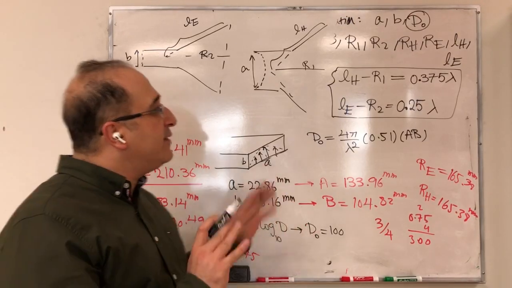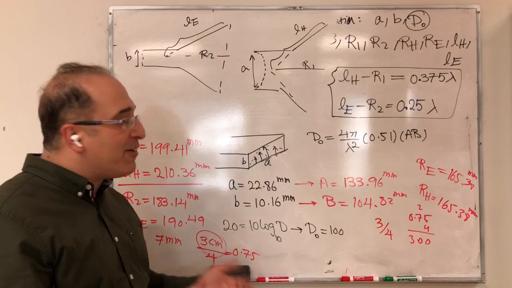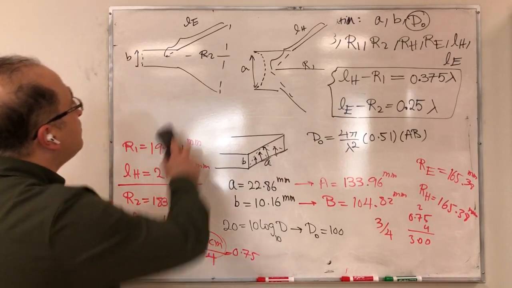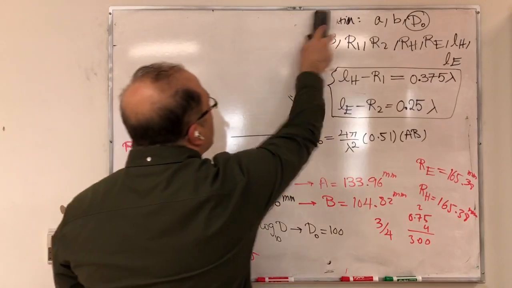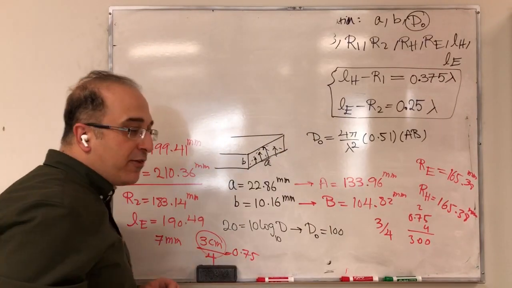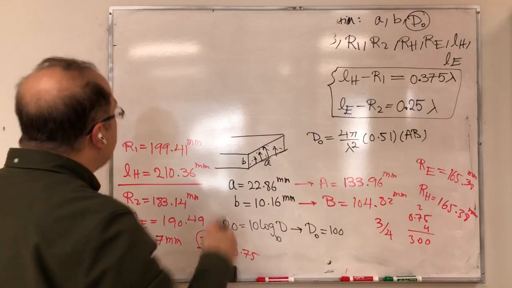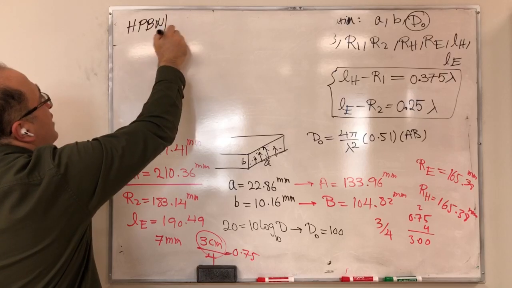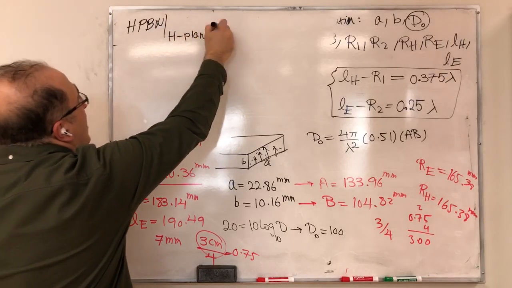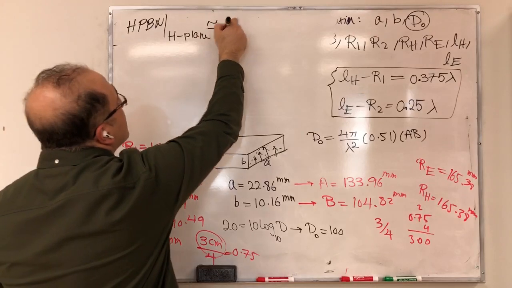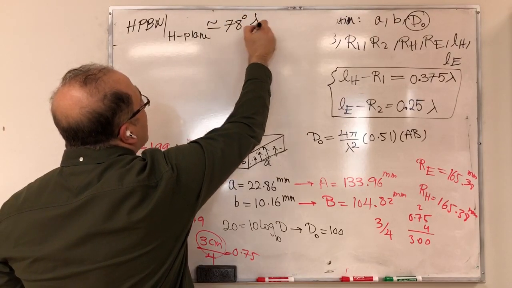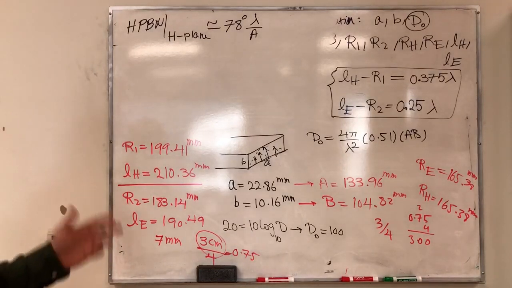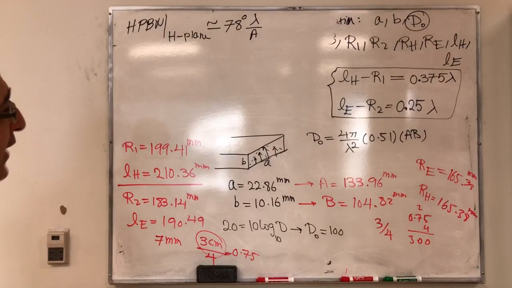Now this is an aside. Let's talk about the half power beamwidths in the E plane and H plane for this antenna. We have two approximate equations to estimate half power beamwidths. The half power beamwidth in the H plane can be approximated by 78 degrees times lambda divided by A. That would be the estimation of half power beamwidth in the H plane for us.